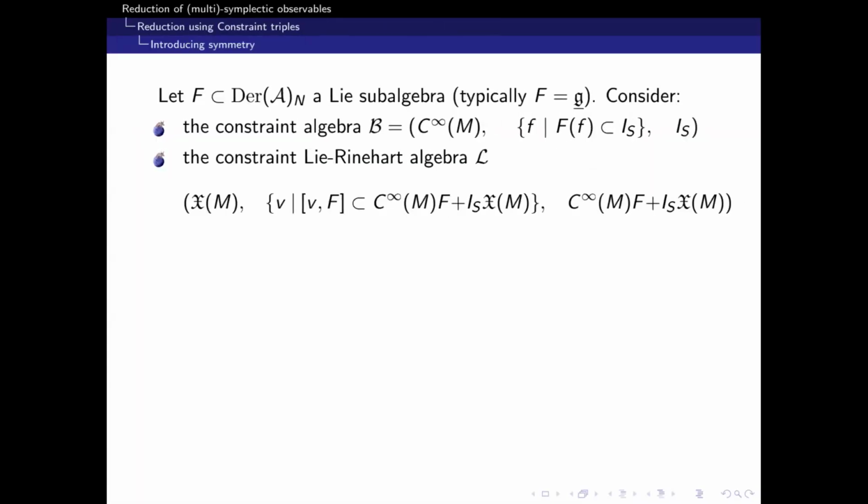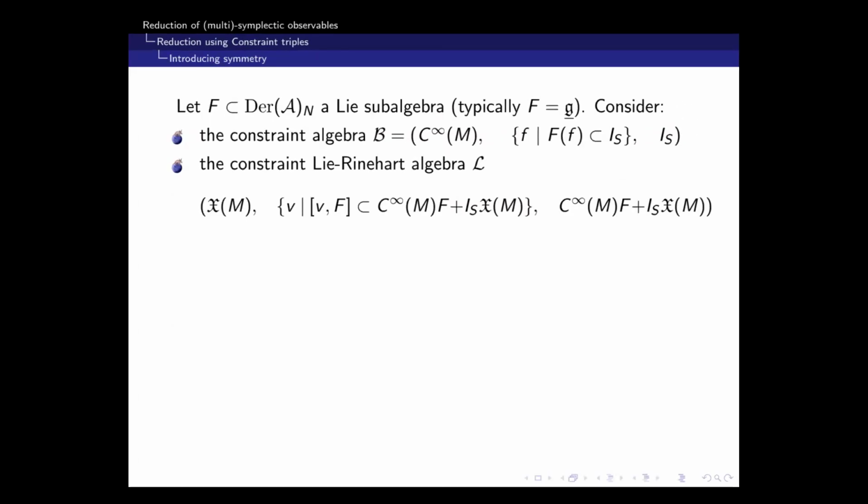We can now, with the introduced symmetry, introduce a constraint Lie-Reinhardt algebra. So instead of having all vector fields tangent to S and all vector fields vanishing on S, we are looking at smaller spaces. The vanishing part is somehow the more intuitive one maybe to start with. We take the symmetries which we introduced, and we take the smallest Lie-Reinhardt algebra containing them.